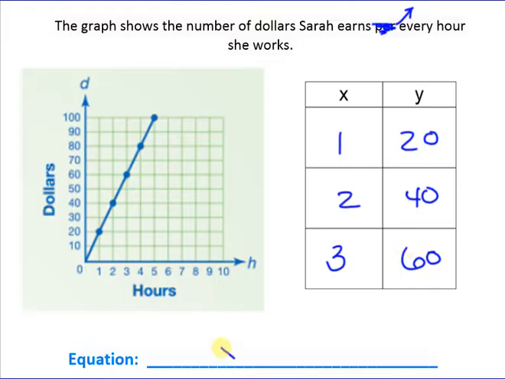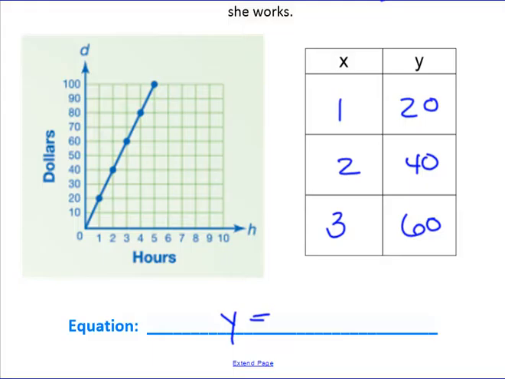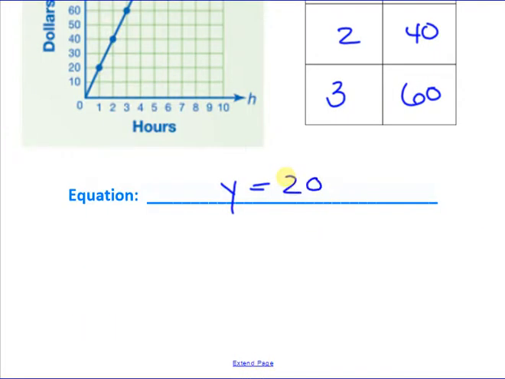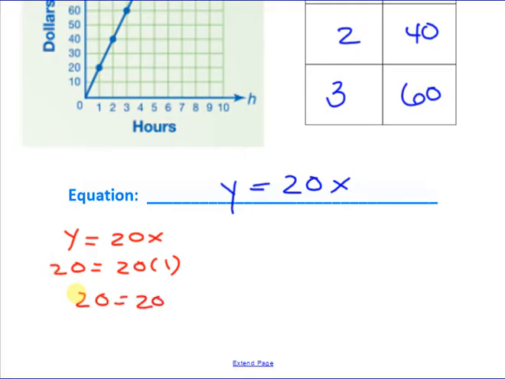Okay, and our equation always starts with y equals. And so how do we get 1 to 20, 2 to 40, and 3 to 60? So it looks like we multiply by 20. But let's go ahead and check our answer. So y equals 20x. So I'm going to put 1 in for x. So 20 equals 20. That works out.